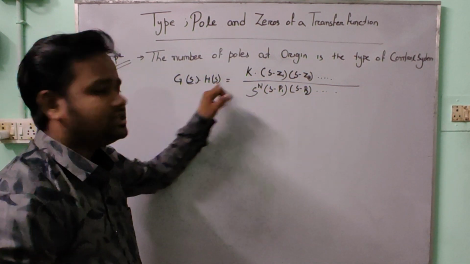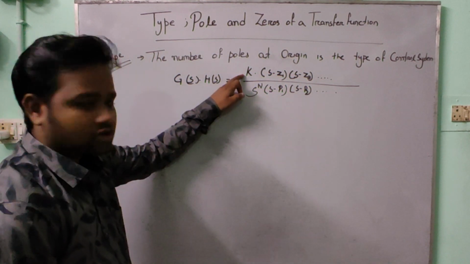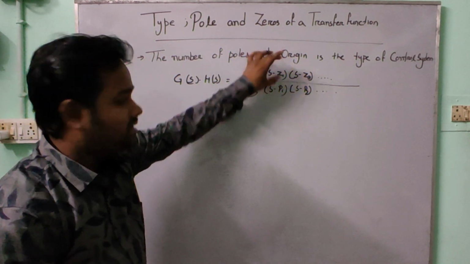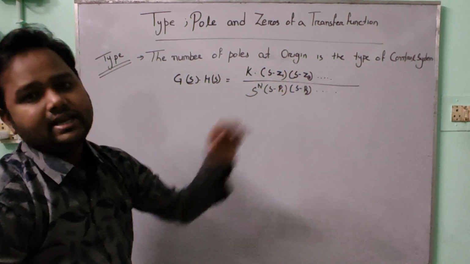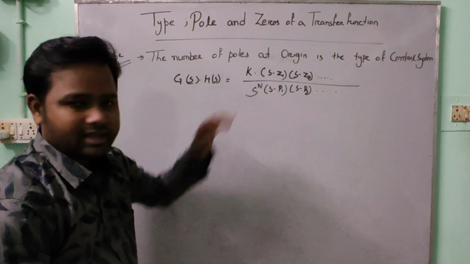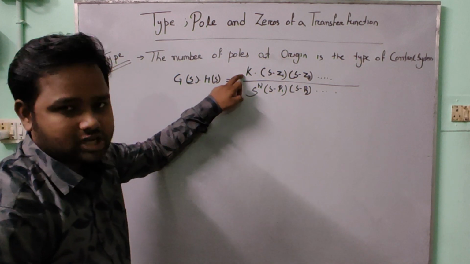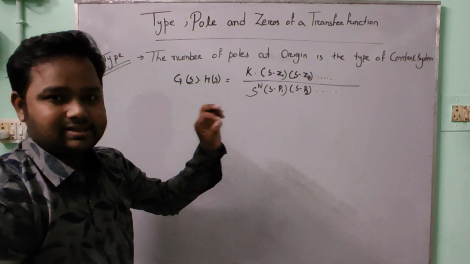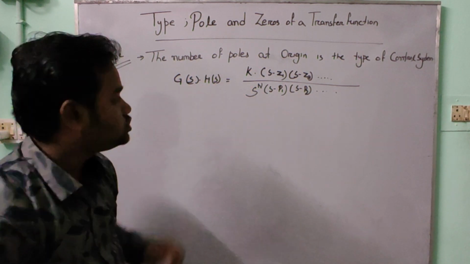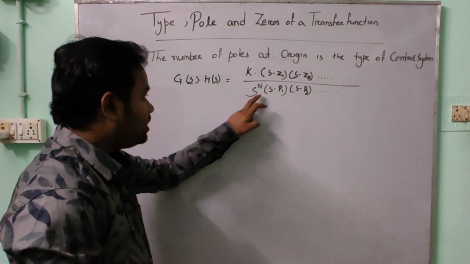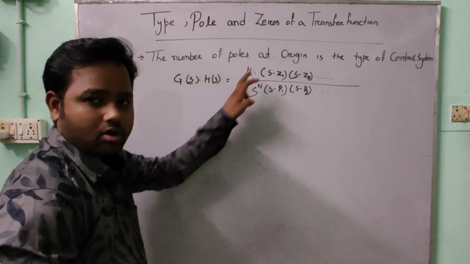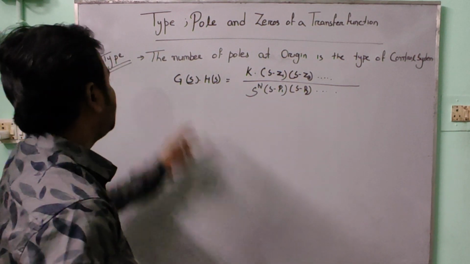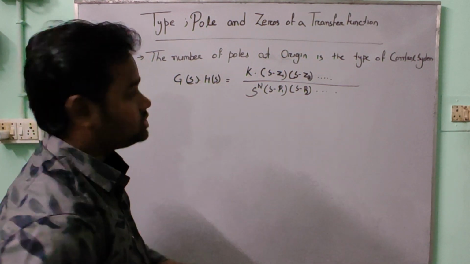G(s)H(s) is given. K is the constant part. In the upper side there is the numerator and in the lower side there is the denominator. Here s to the power n is given. K is the constant part and s to the power n is the s part. So here the value of n, which is the power of s, denotes the type of control system.